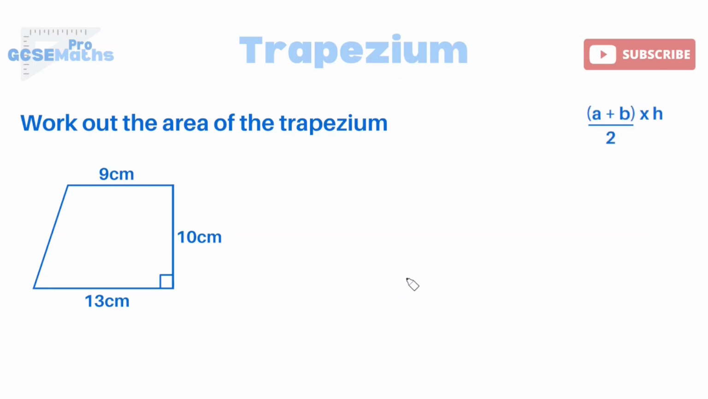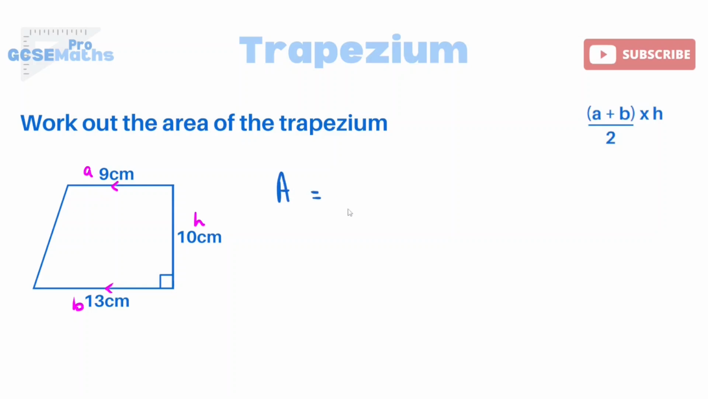So for this first one, work out the area of the trapezium. Okay, well first of all I need to label the sides or the measurements that are relevant to me. So first of all, A and B we said are the parallel sides. In that case, that's obviously going to be the top and the bottom here, because these are parallel sides. And then obviously here we actually have a side which is a perpendicular side, so I can use this one as the height. And then we're just going to put it into our formula.